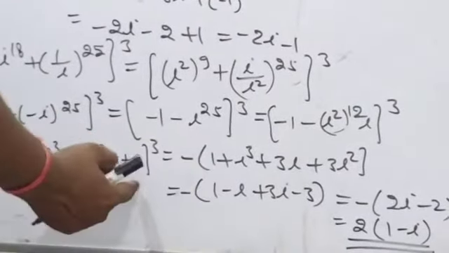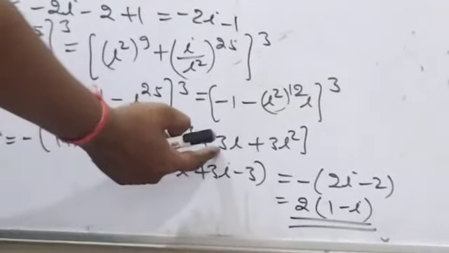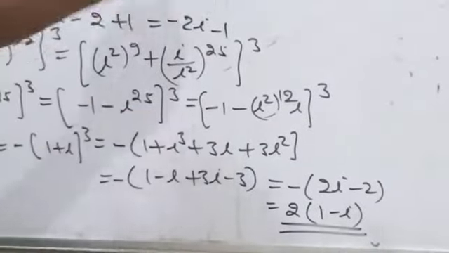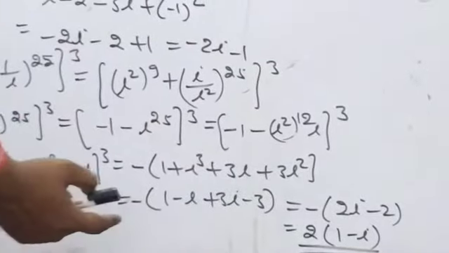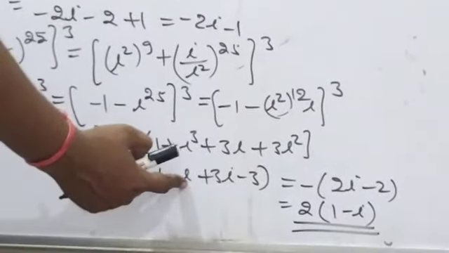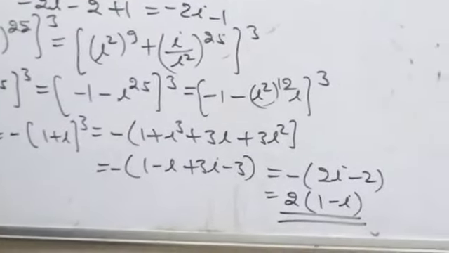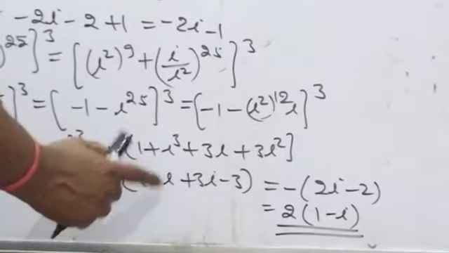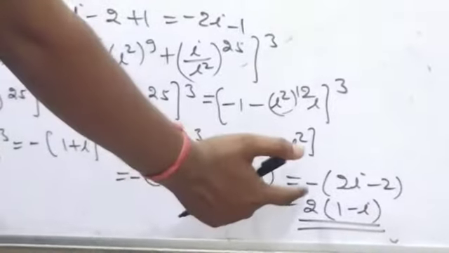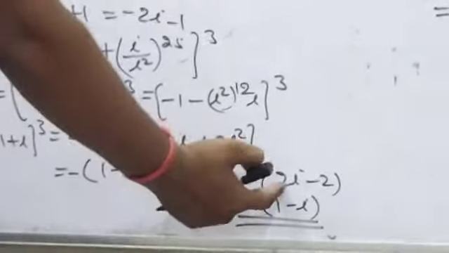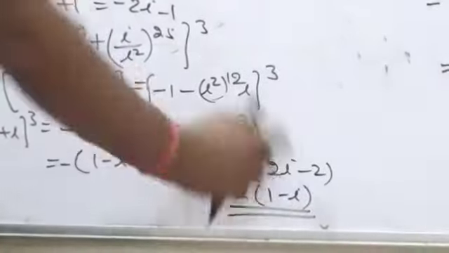(1 plus i) whole cube is equal to 1 cube means 1, plus i cube means i cube, plus 3a square b means 3 into i, plus ab square means 3 into i square, is equal to minus 1 minus i, because i cube means i square into i. So i square is equal to minus 1. Minus 1 into i means minus i, plus 3i minus 3 is equal to minus i plus 3i, 2i, plus 1 minus 3 means minus 2.